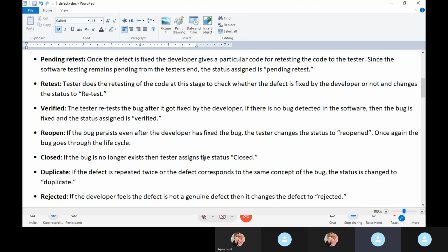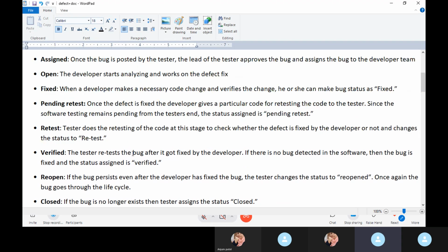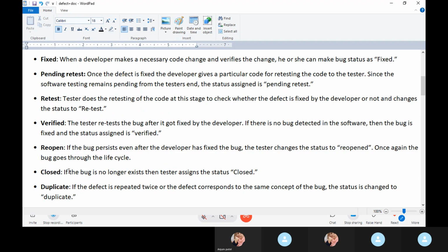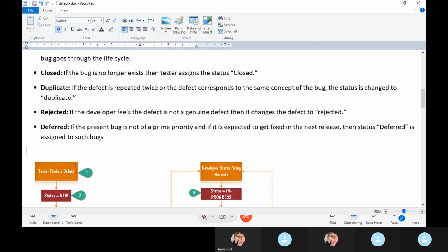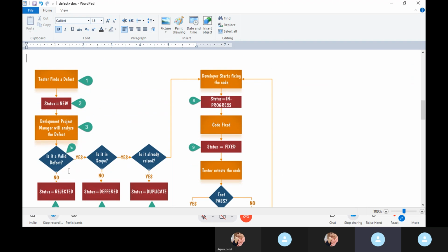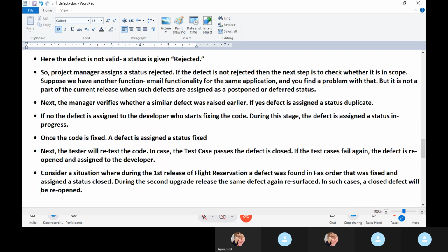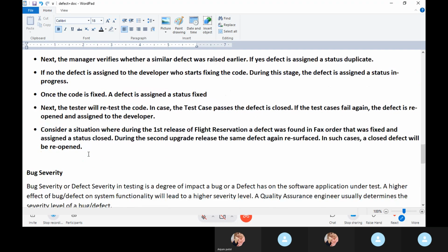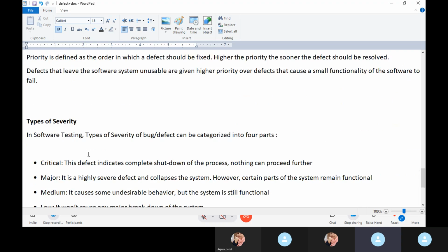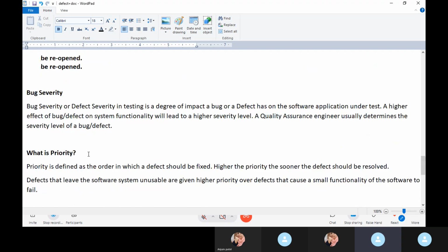So these are the different defect life cycle stages from start to end, how it goes on, how the status gets changed, and these are the number of defect statuses. Same thing I have explained with the help of a diagram, and the same thing is written over here also. Bug severity, bug priority, I have already discussed.